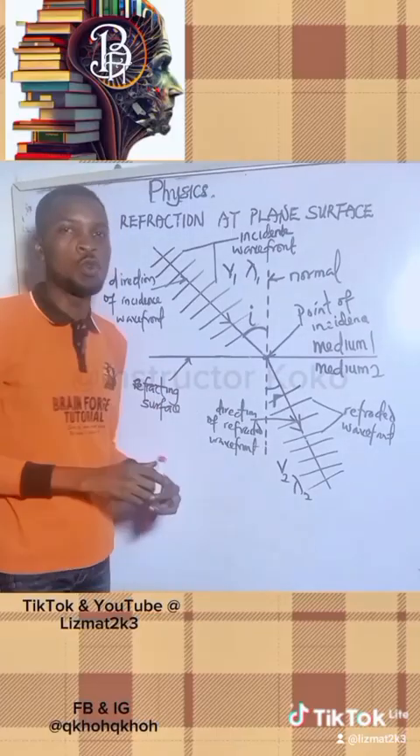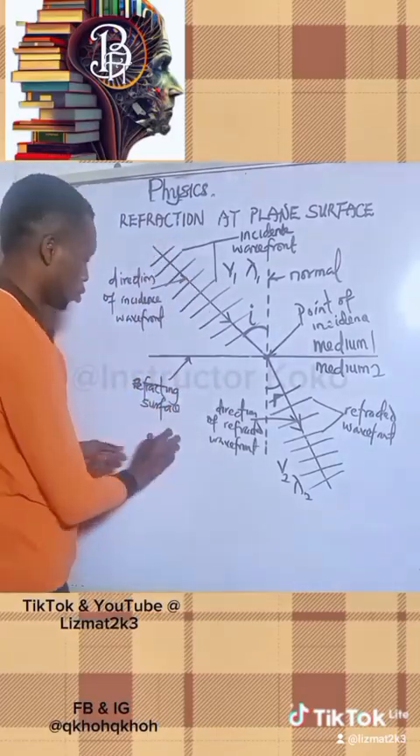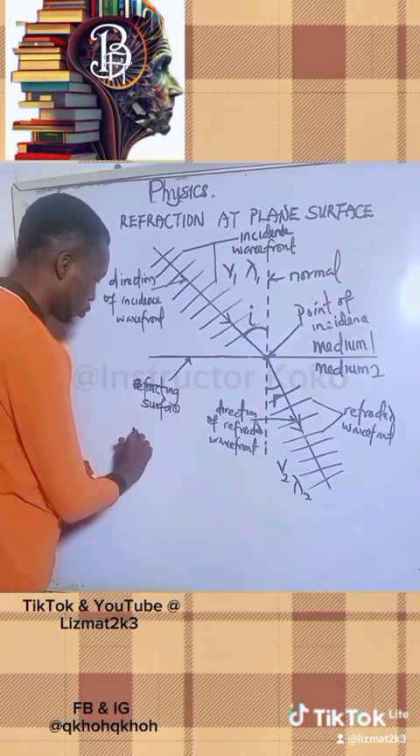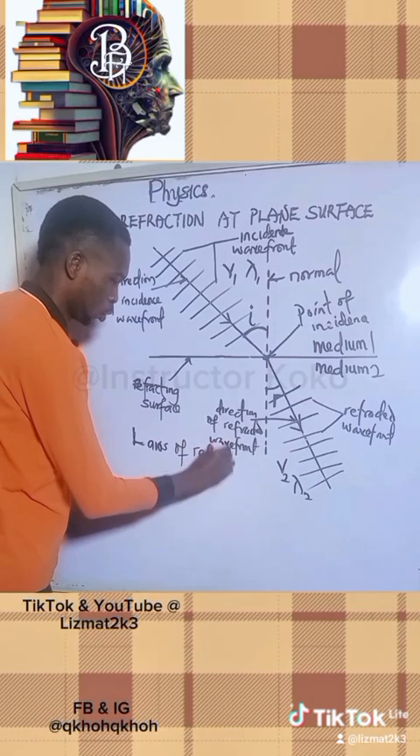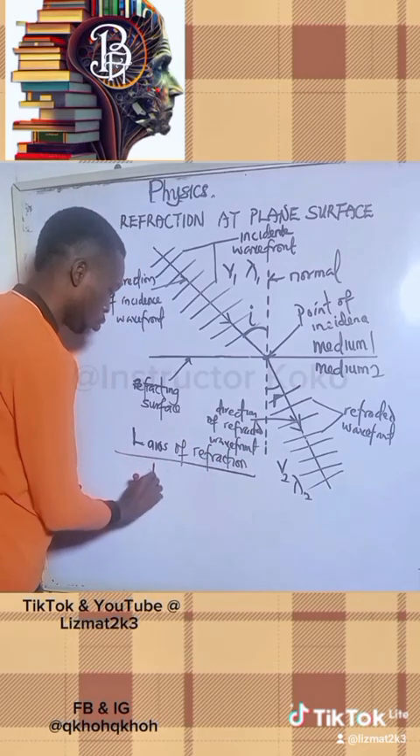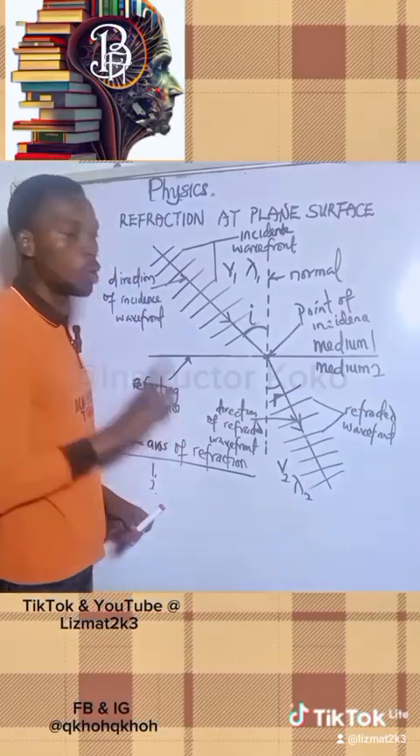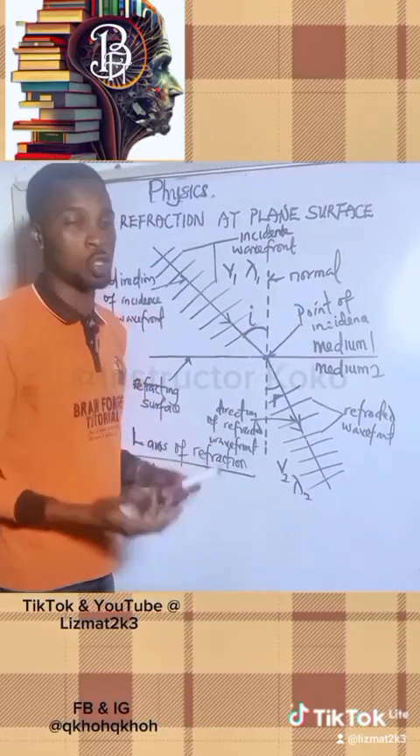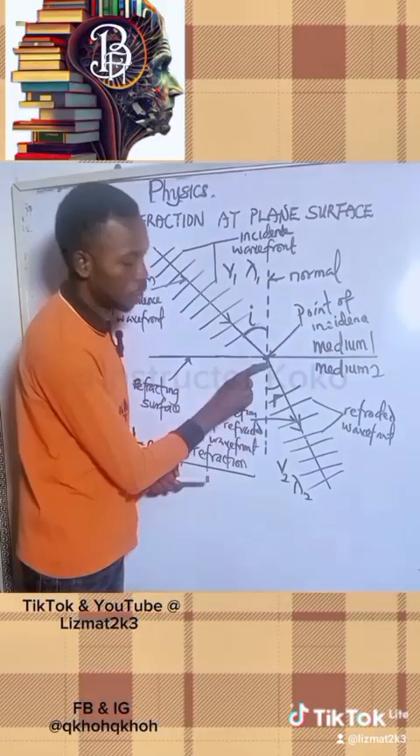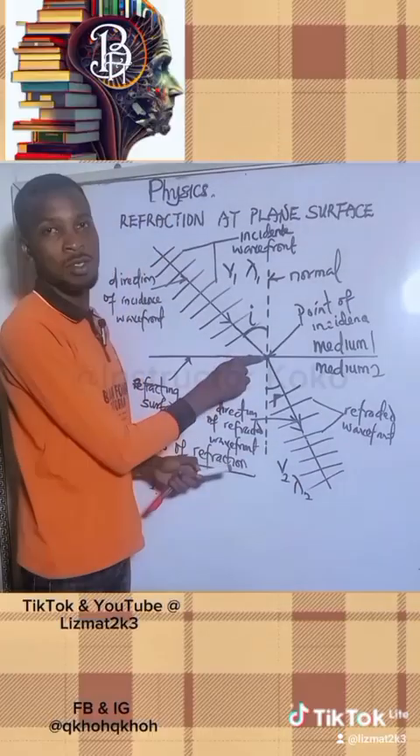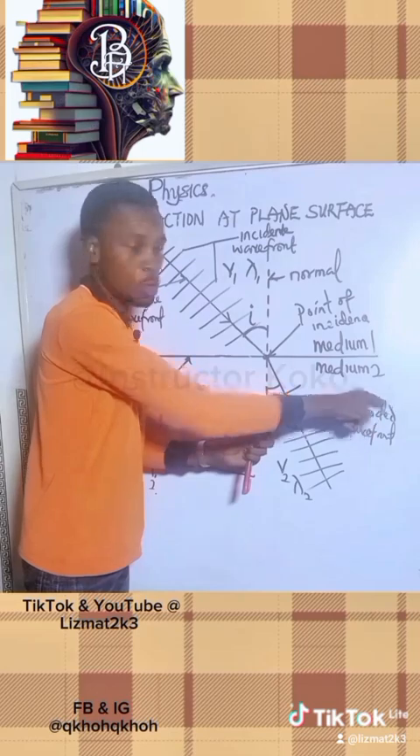So the next thing we will consider is what I call the laws of refraction. There are two basic laws that you will be asked to state under this. What is law one of refraction? The first law of refraction states that the incident wavefront, the normal, and the refracted wavefront all lie on the same point on the refracting surface or the boundary.